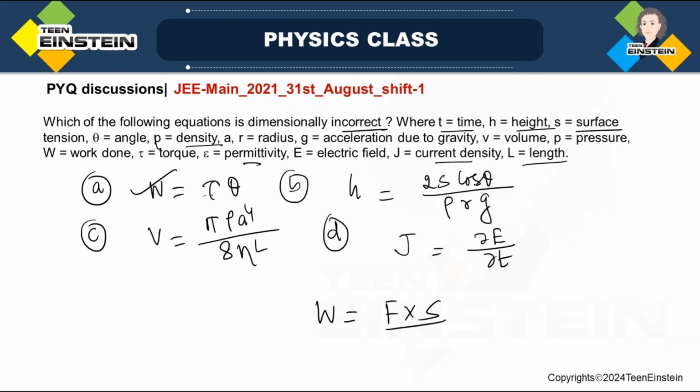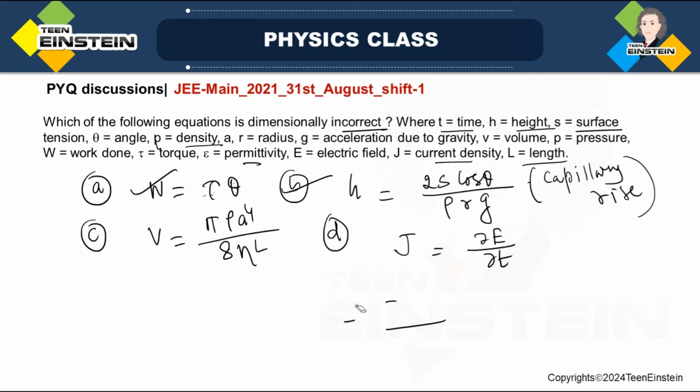See this expression, this is actually capillary rise. If you remember, this is H is equal to S cos theta by rho r g. This is also all right. Capillary rise. So this will also give you the height. So this is also correct. Let me see this one, then I'll see the last one.